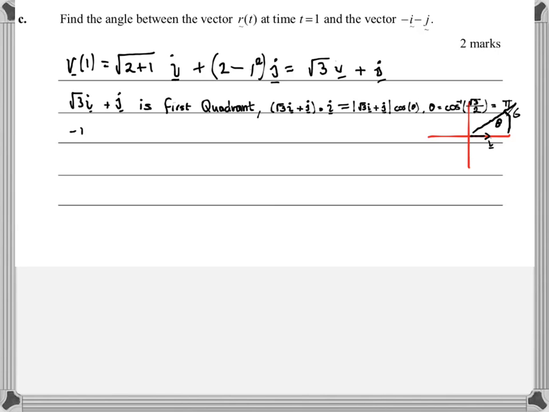Let's do the same thing for the other vector, negative i minus j. This is a third quadrant vector. That one's coming down this way, and that makes another small angle theta with the x-axis, in the negative i direction.